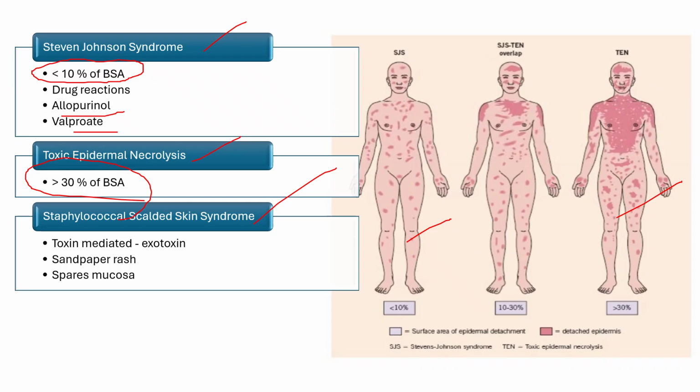What is staphylococcal scalded skin syndrome? That is SSSS. That is a superantigen of the Staphylococcus aureus. It can lead to extensive lesions all throughout the body. And it's toxin mediated. It's an exotoxin, and the characteristic rash is called sandpaper rash, but it spares mucosa. In TEN, it may involve the mucosa, but usually SSSS spares the mucosa.